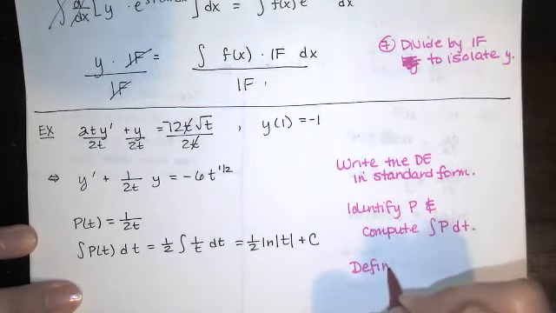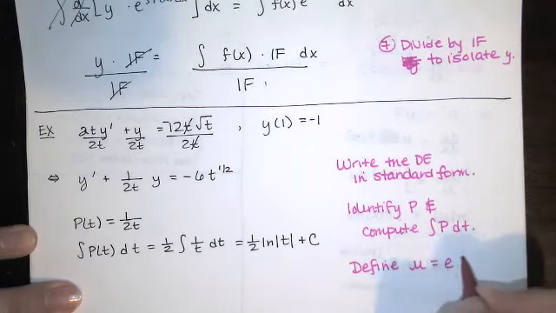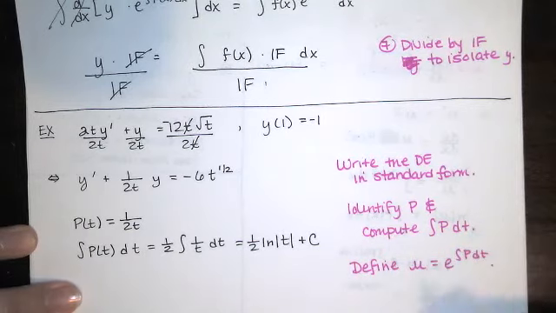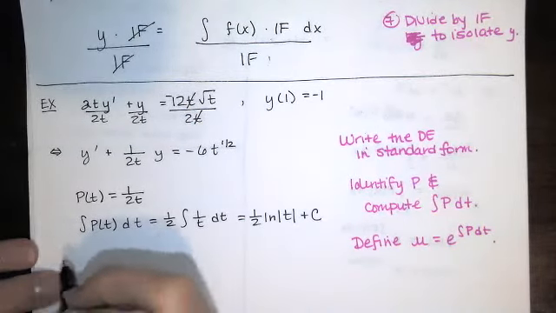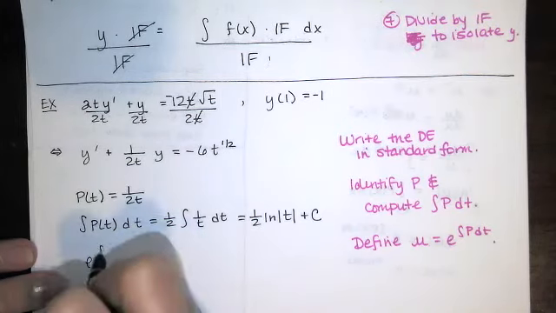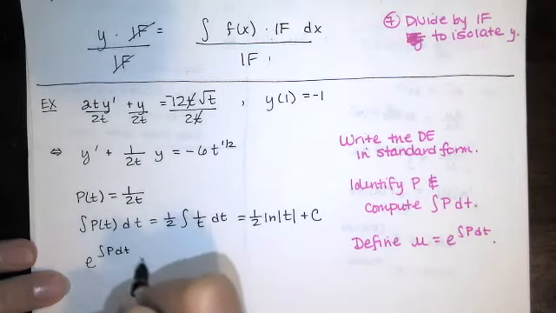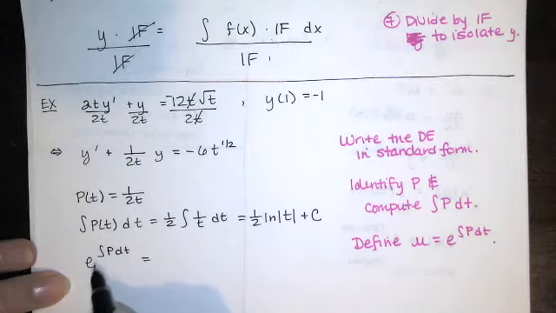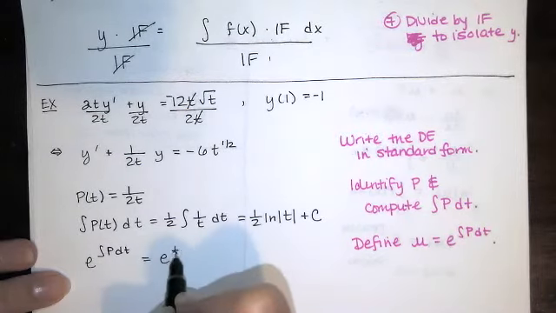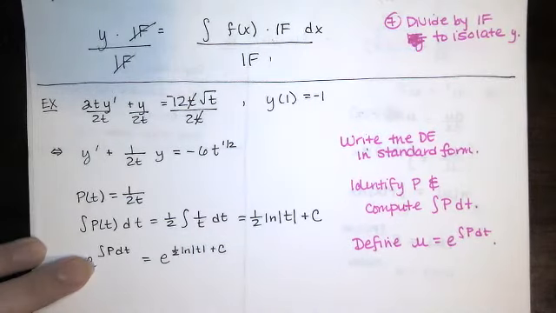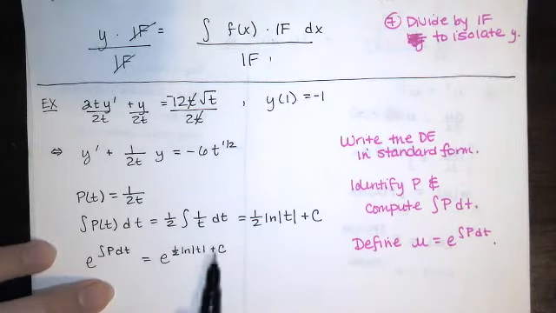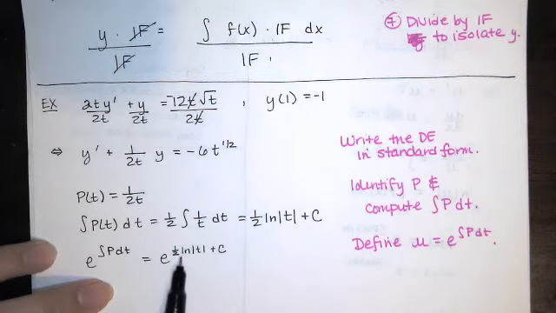And then we're going to define our integrating factor. People tend to use mu for it. I just usually write IF or, e to that power. So I've got e to the 1/2 natural log of the absolute value of t plus c power. Careful here. We want to simplify this as much as possible, and we can because of the exponential and the log, but you have to be very careful about your algebra here.